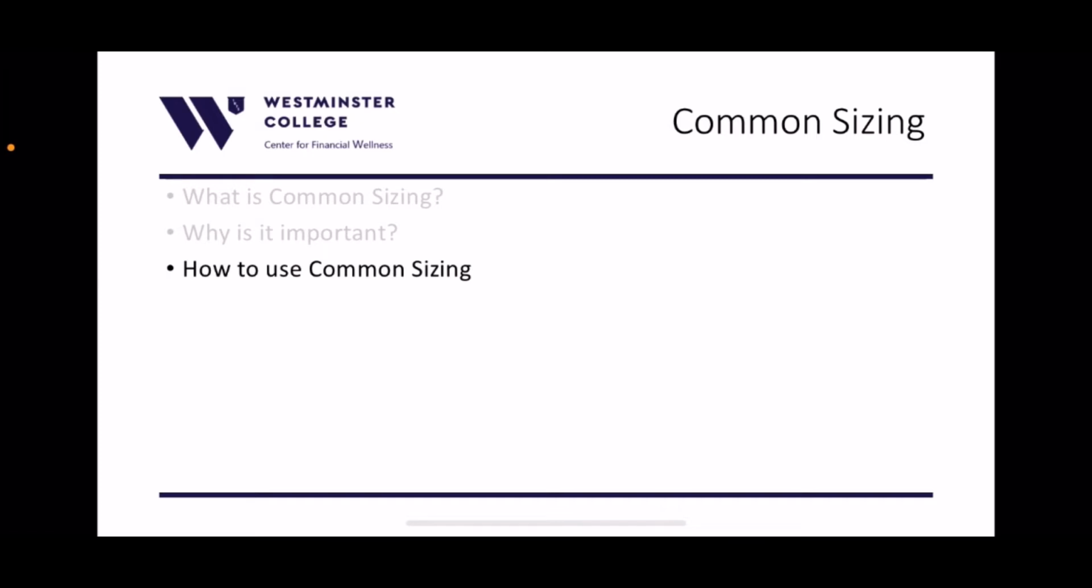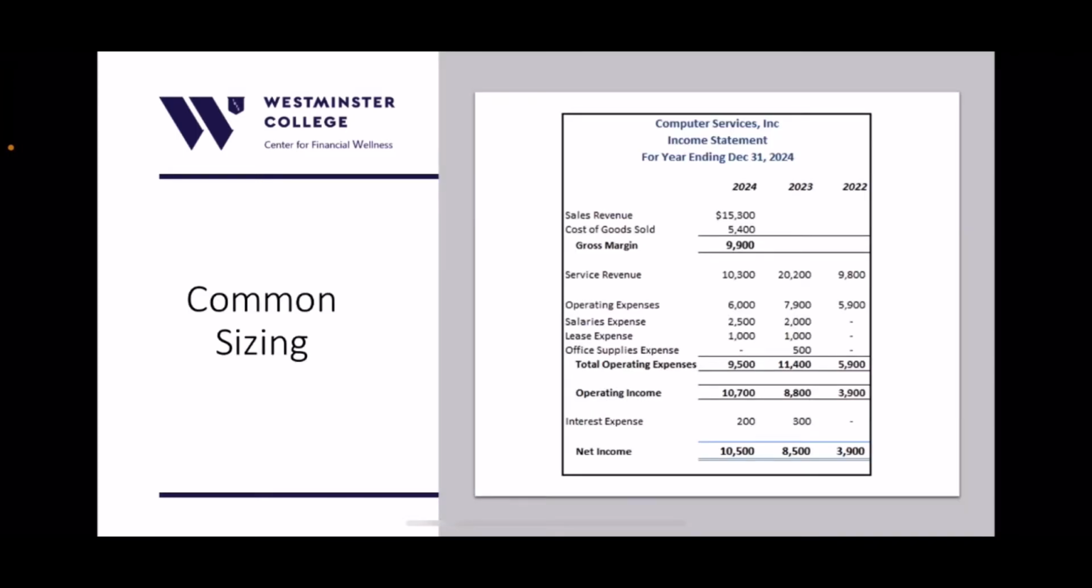So in this video, we'll take a look at how to actually use common sizing. We'll bring up the equation again. We'll also go through and run a few examples. So the first thing that we'll look at, hopefully you're at this point comfortable or at least familiar with the income statement that we have for Computer Services, Inc. So first we have our sales revenue. This will be our base variable for that equation. And we also have our net income, which will be our analysis variable.